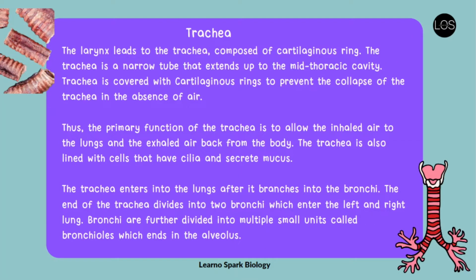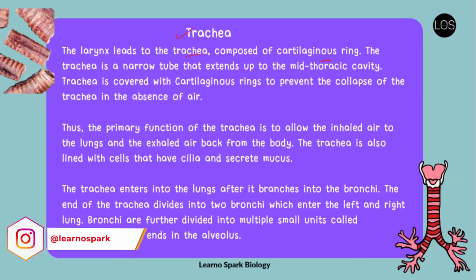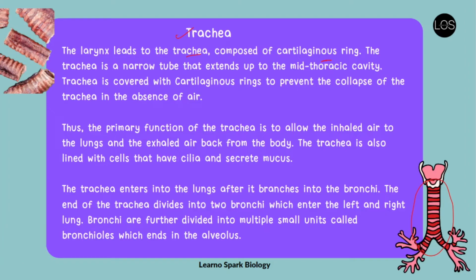The next part that we have is trachea. Larynx leads to trachea and it is composed of cartilaginous rings. The trachea is a narrow tube that extends up to mid-thoracic cavity. The whole structure of trachea is covered by C-shaped cartilaginous rings that help to prevent the collapse of trachea in case of absence of air.